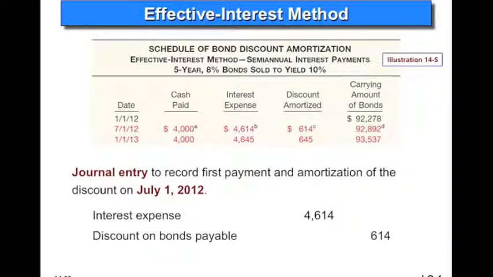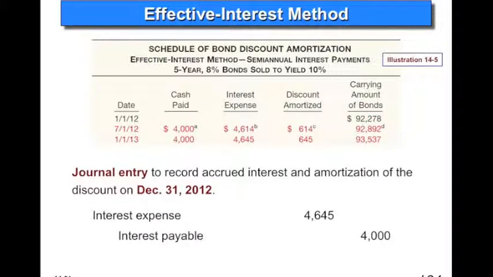Now, for the first payment I'm going to make, I'm going to report a total expense of 4,614 as a debit, and I'm going to reduce the discount by 614. So every time I book an entry, I'm going to reduce the discount by a certain amount. And then cash, I make an actual cash payment of 4,000, so that's a credit. All right, and then the second journal entry is a similar situation: 4,645 as a debit, interest payable 4,000. So this is an accrual and the amortization.